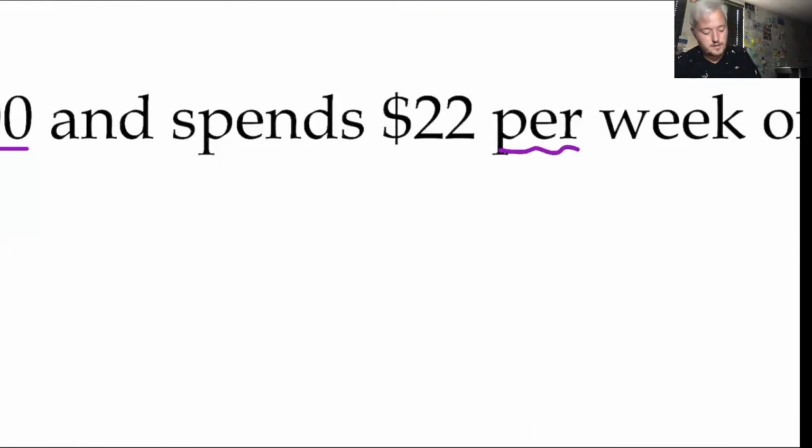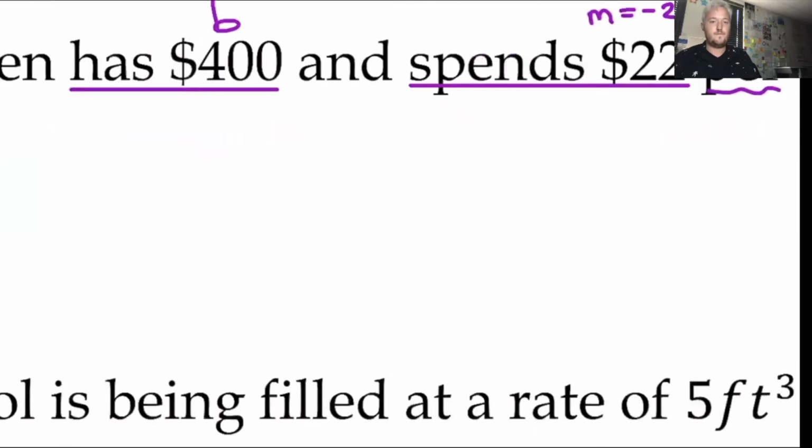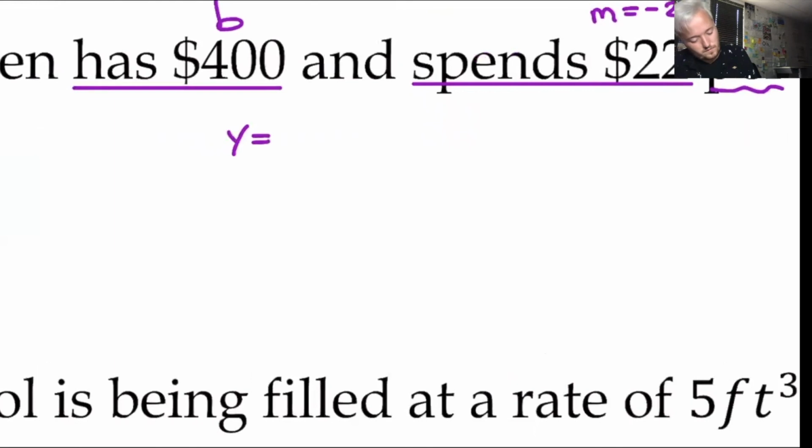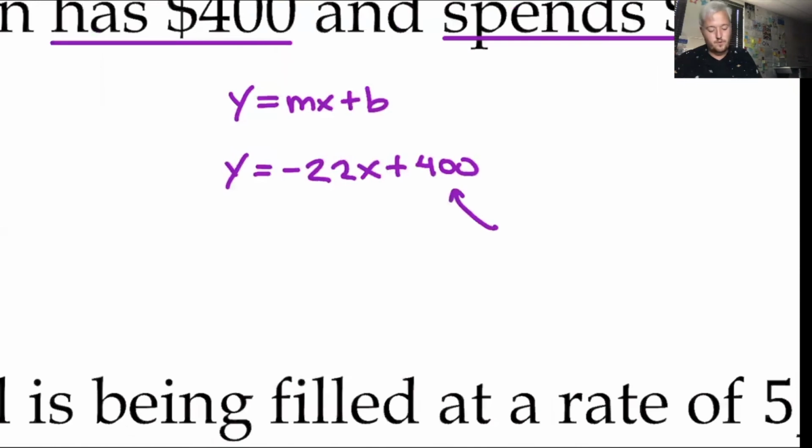But notice how it says he spends 22. In this case, think of it in terms of a cash flow. Is he losing money or is he gaining money? If he's spending money, it's money out of his pocket. So he's not saving, he's not gaining. That means this is going to be a negative slope. So our equation here, we have negative 22x plus 400. He's starting off with 400 and he's losing $22 a week.